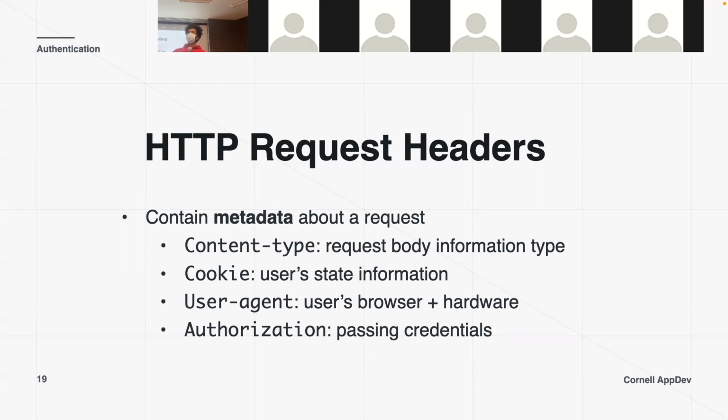Some examples of headers in the metadata are content types, which is the type of the body. These can be like application/JSON, which contains JSON data, or text/plain, which is like plain text. You can also have a cookie header, which will be state data of the user that the browser contains. So you can store things like username, password, location, language, things like that. You can also hold the user agent, which is the user's browser plus software information. You can also have an authorization header, which has specific credentials that we use to authenticate.